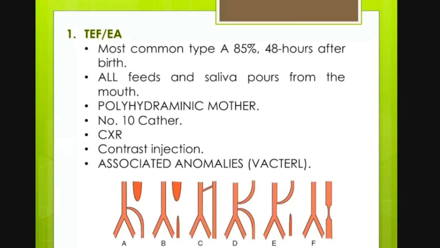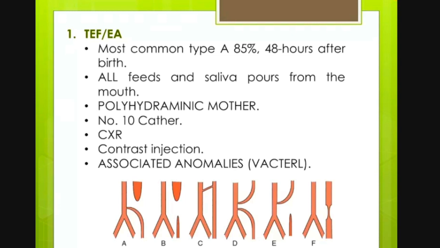Always when you have these anomalies, you should search for the anomalies associated with tracheoesophageal fistula or esophageal atresia. This is what we call VACTERL. What does VACTERL mean? V means there may be associated vertebral anomalies like spina bifida. A means anal stenosis or anal anomalies.